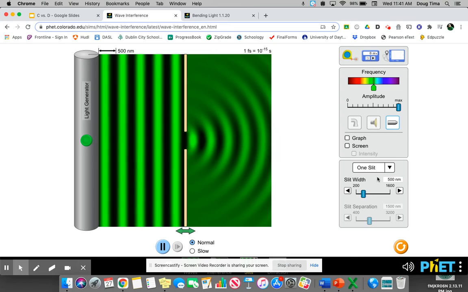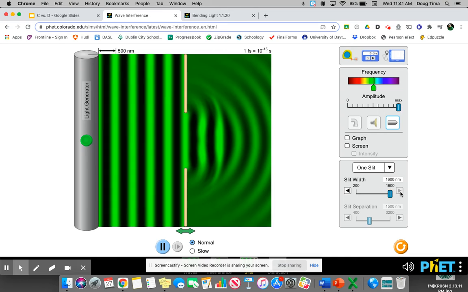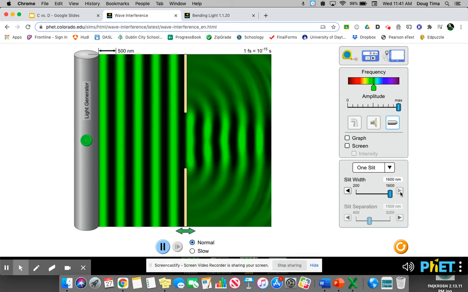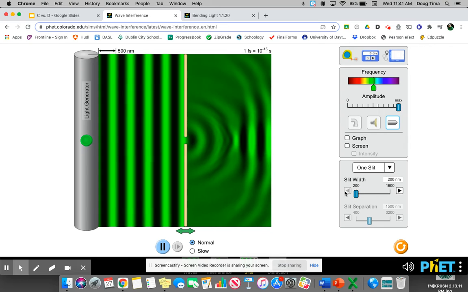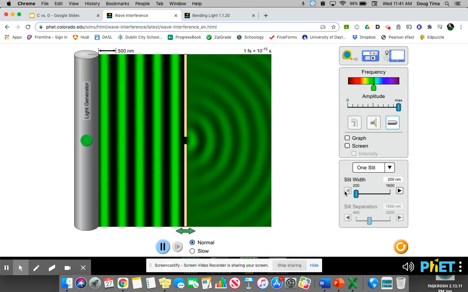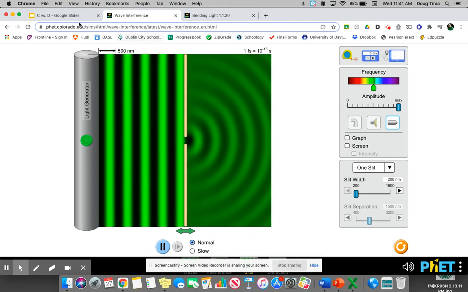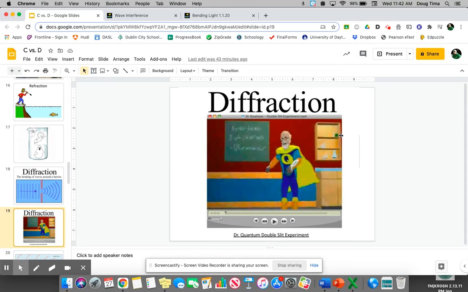I like how that green's on there. And again, as the slit gets bigger, more intensity gets through. It doesn't bend as much. The smaller that slit is, the more diffraction we have. We'll come back to this here in a second. You should have watched this video of Dr. Quantum. That was part of your notes. So make sure you watch that if you hadn't.